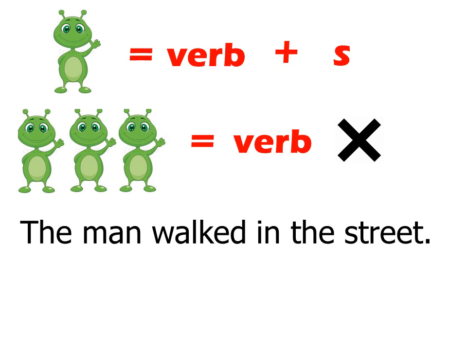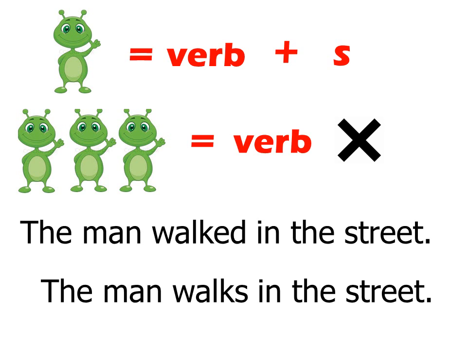So what's the rule? The rule says if there's one person in the sentence, I must find the verb and I must add an S. So walked is going to change to walks. Can you see? The ED flew away and I added only an S. Therefore, my sentence is going to be the man walks in the street.